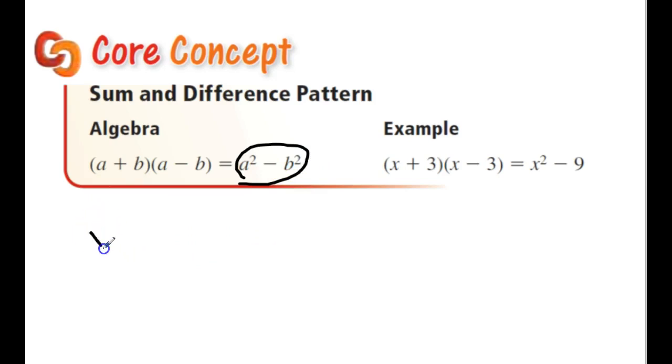So if I have something like x plus 2, right, and then I would have x minus 2. So I see that my first terms are the same and my second terms are the same, but one's a plus and one's a minus. So let's multiply this out and see why it works.